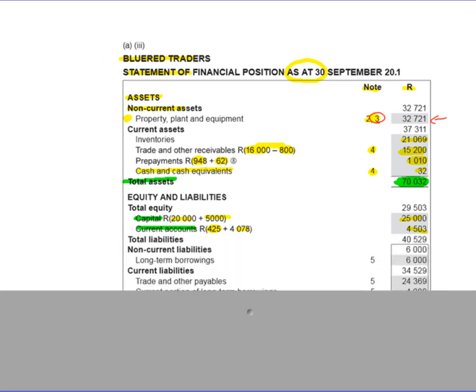Total liabilities, we will come and add that up shortly. But here we have long-term borrowings, trade and other payables. We'll go and look at all these figures in note 5 now. The current portion of long-term borrowings, so we're going to split out the long-term borrowings into current and non-current. That's the interest-bearing mortgage, and then other financial liabilities. Let's go now and have a look at note number 5.